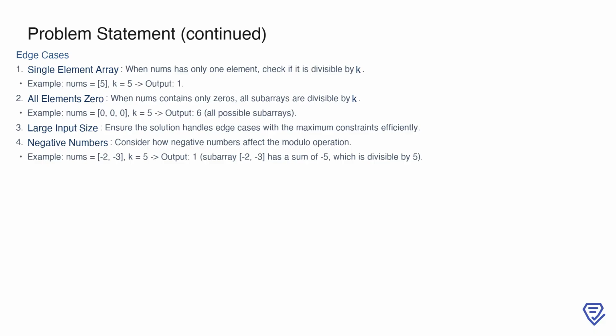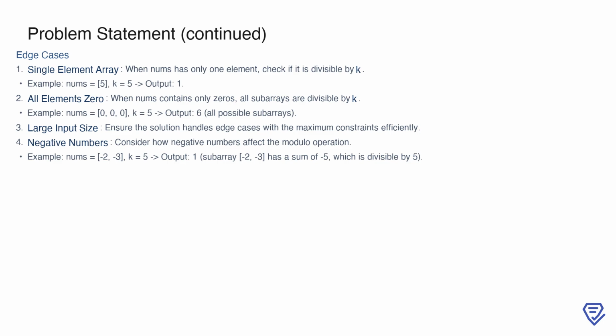Another case is when all elements in nums are 0. Here, every possible subarray will have a sum of 0, which is divisible by any k. For example, if nums is 0, 0, 0, and k is 5, the output is 6 because there are 6 possible subarrays. Handling large input sizes efficiently is another critical aspect.